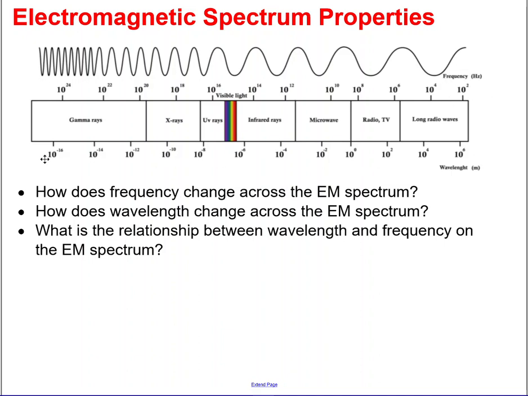Wavelength is the opposite. So when frequency is really high, wavelength is really small. So in this case, when we have gamma rays, say 10 to the 24th, their wavelength is teeny, tiny, 10 to the negative 16th. And as the frequency goes down, wavelength goes up. So that should tell us that there's a relationship between these two.